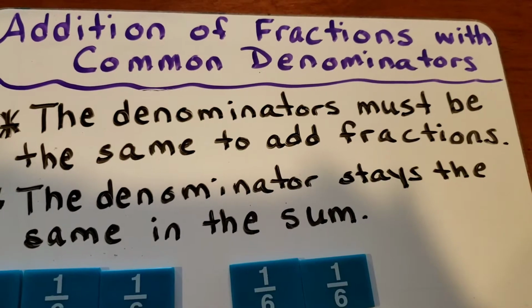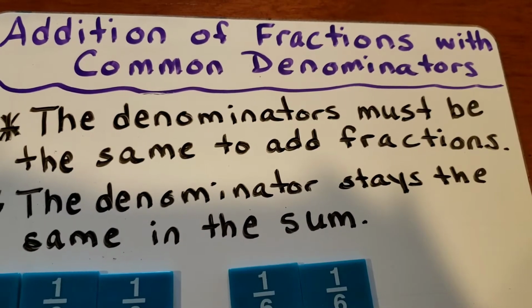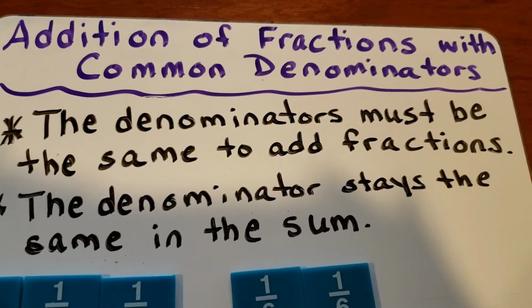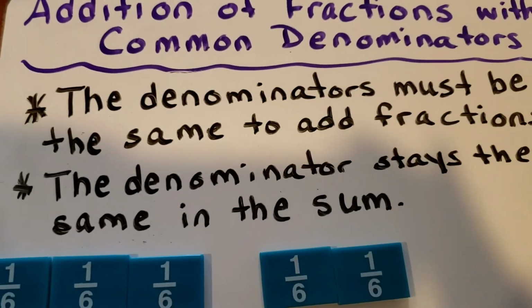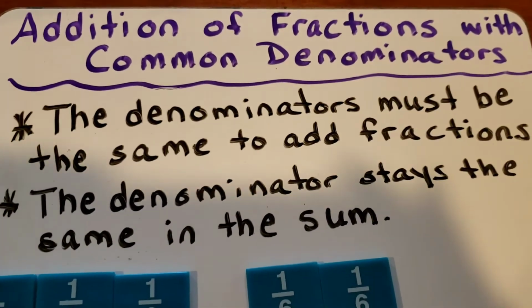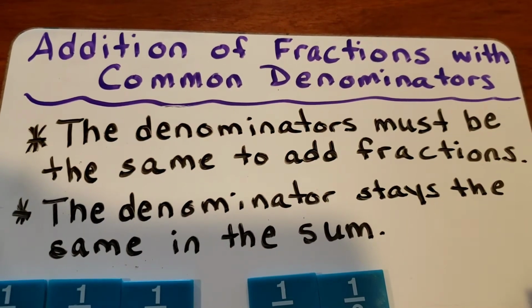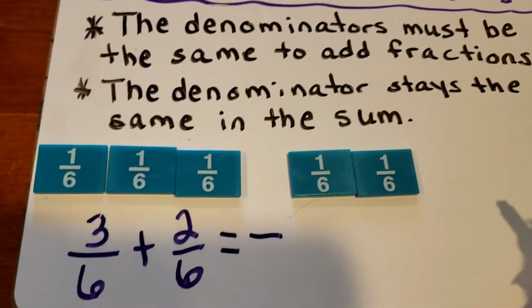There's a couple of rules when you are adding fractions. Every time you add them, the denominators must be the same. They have to be the same in order to be adding fractions. And then the other rule is that the denominator stays the same in the sum. And we know that the sum is the answer to an addition problem. So when you bring over your fraction into the sum, into the answer, it has to stay the same. We're going to look at this with a couple of examples.